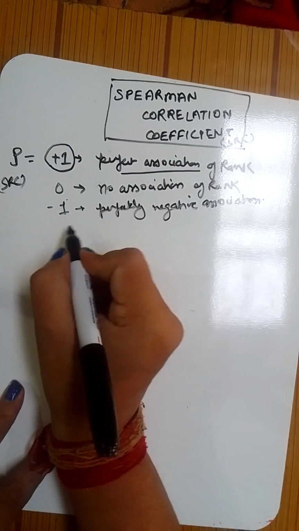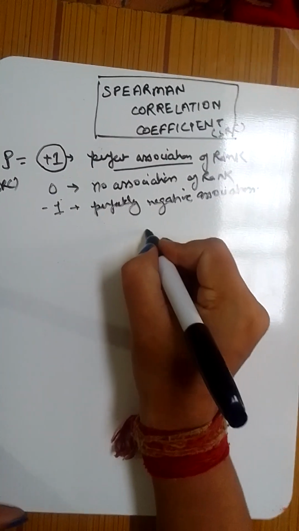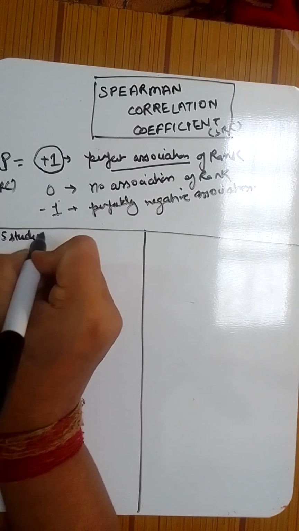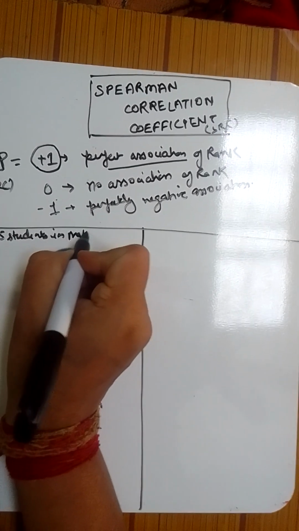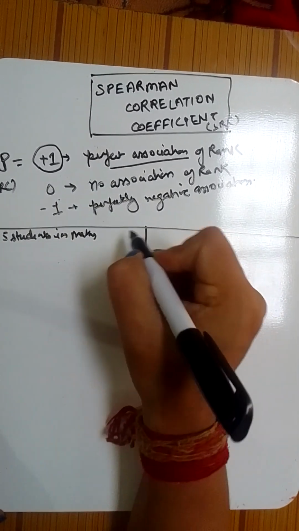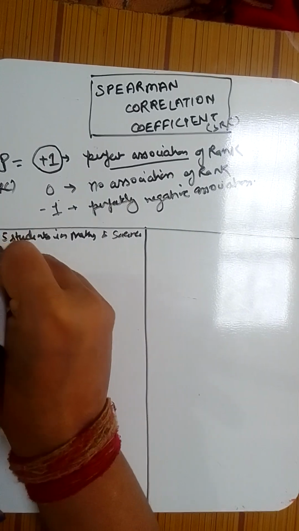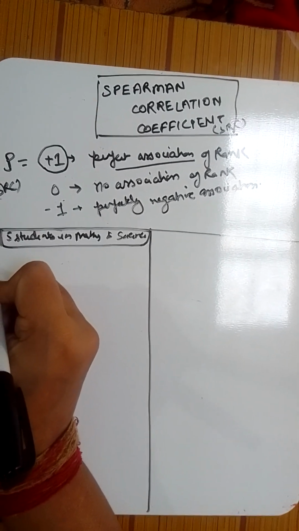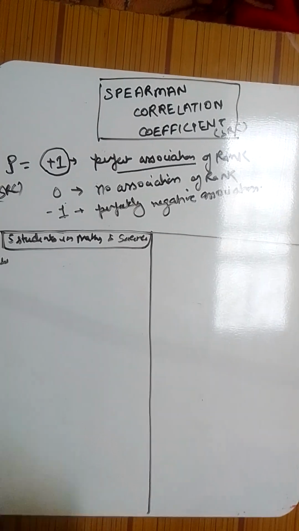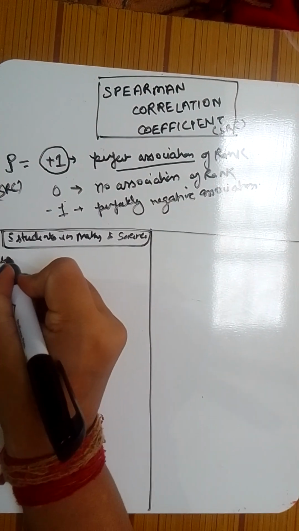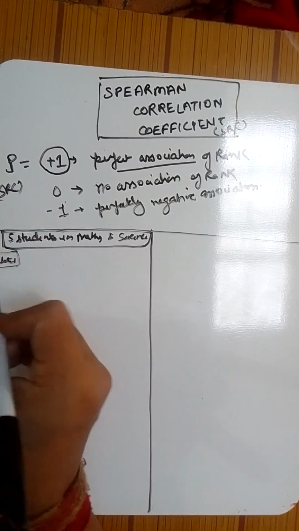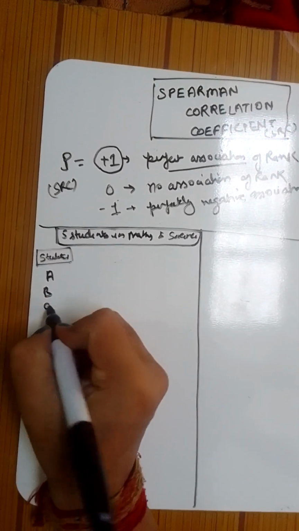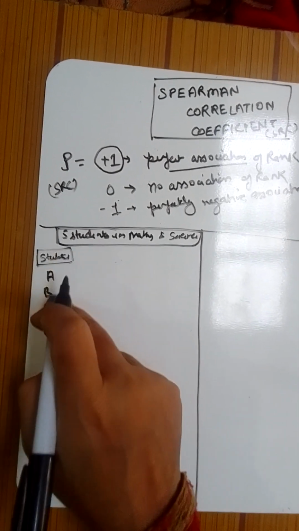Now let's take one example here. I'll give you one example of how closely related these things are. Let's take 5 students in maths and science. Here, let's suppose these are the students. Are you able to see what I am writing here? A, B, C, D, E. They are 5 students: 1, 2, 3, 4, 5.